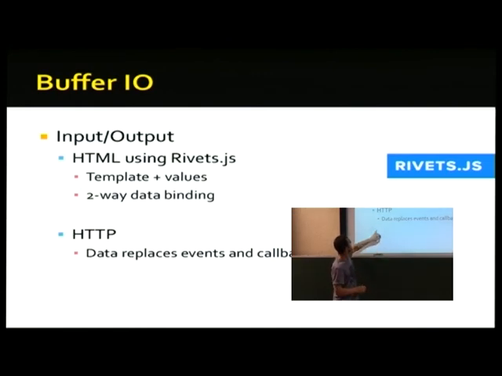And for HTTP, so for networking stuff, normally in JavaScript you send off a request and then you get called back through a callback function asynchronously when the request has completed or failed, whatever happened. And we again replace that with data. So we have a data object that describes the request you want to make, and when you get a response, we fill in the response for you.